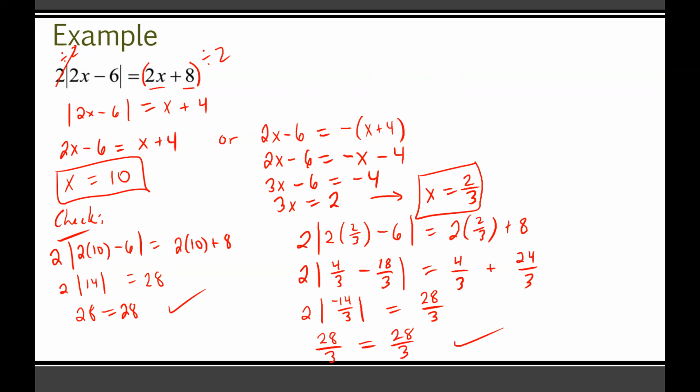So just because you have an absolute value thing equal to a binomial like this, it doesn't mean that you're only going to have one solution. Sometimes you end up having 2. That's the logic here. Check your answers. Always, always, always check your answers. You need to do that because otherwise you're going to be in trouble.